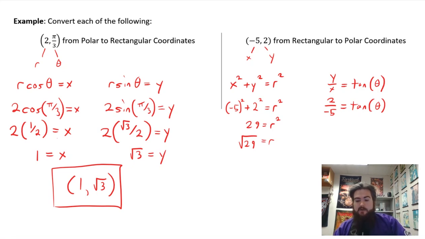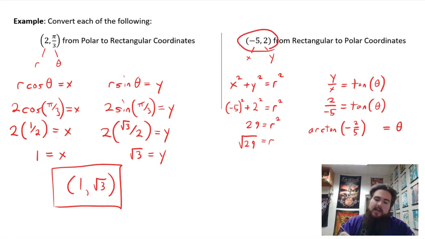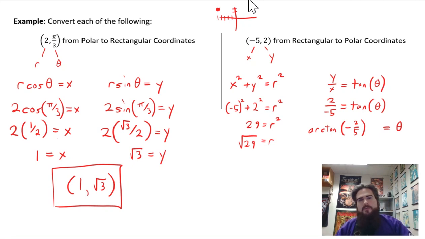However, for the theta angle measure, we would want to apply arctangent to both sides and say arctan of negative 2 over 5 is equal to theta. However, that is not quite accurate. Be very careful about where our x and y coordinate is. Negative 5 comma 2. If I were to graph that on a coordinate plane, that would put me 5 back towards x, 2 up towards y, meaning my point is somewhere in quadrant 2.